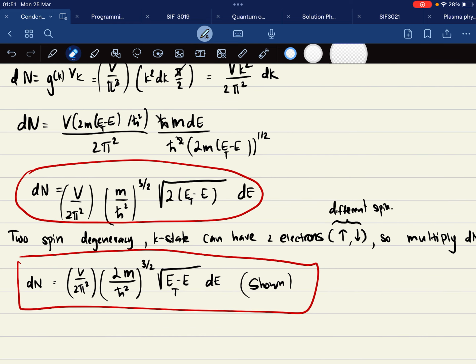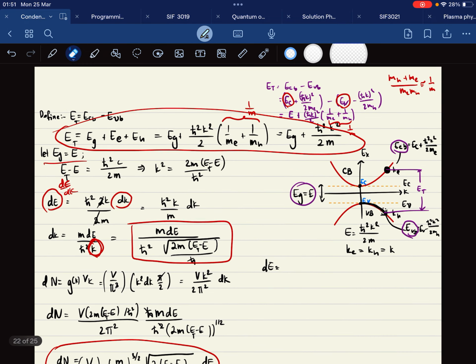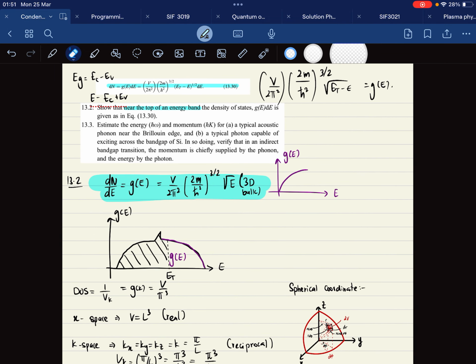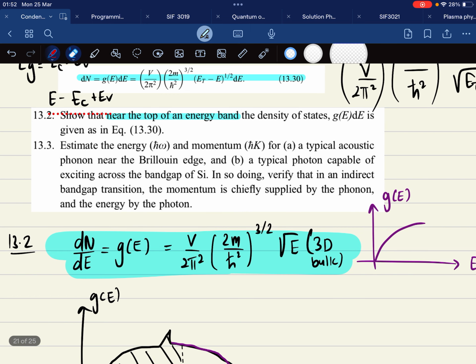All right, and at the end of the day, you are able to show the expression. Okay, so for question 13.3, I want to discuss these two.